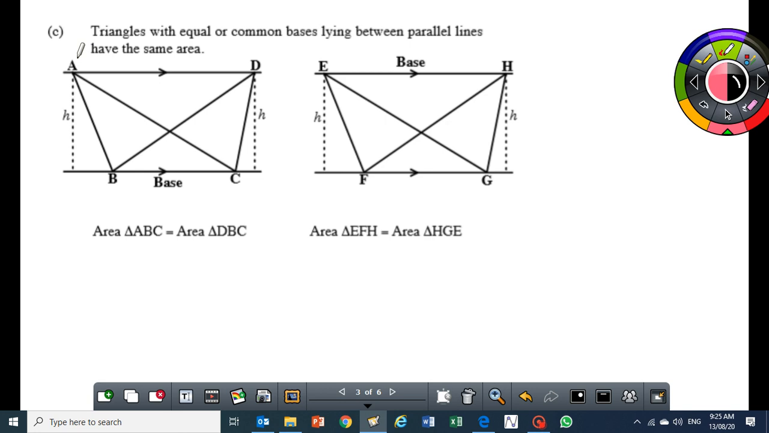So if you have two parallel lines and you draw two triangles inside those parallel lines, you can conclude that since they are going to share a common height, because if you draw them between parallel lines they share a common vertex, it therefore means that they have the same area.